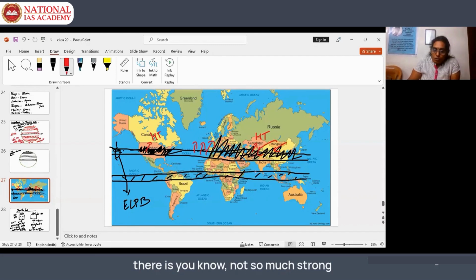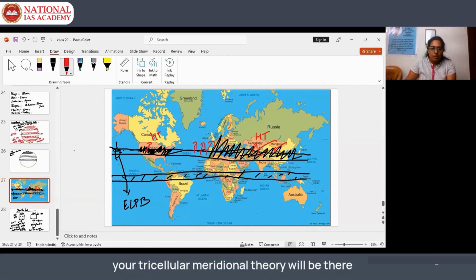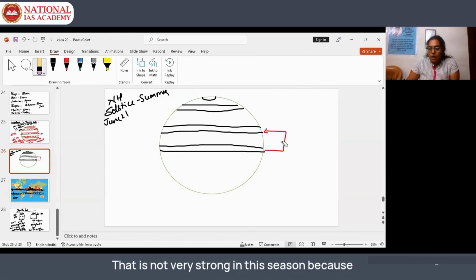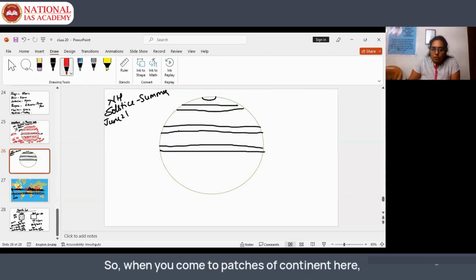And there are not so strong currents in the equatorial low pressure belt also. Equatorial low pressure belt is also weak. So it doesn't have so much rising current that your tricellular meridional theory will start sending sinking air from here. That is not very strong in this season because rising currents in the equator are compromised. It is comparatively low.